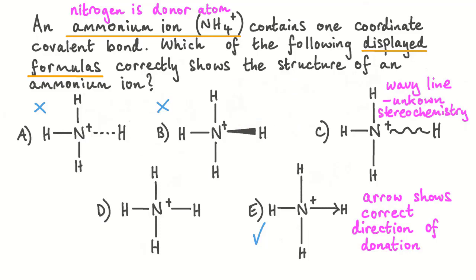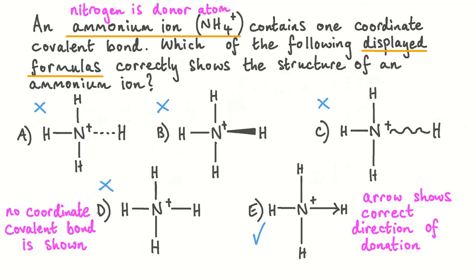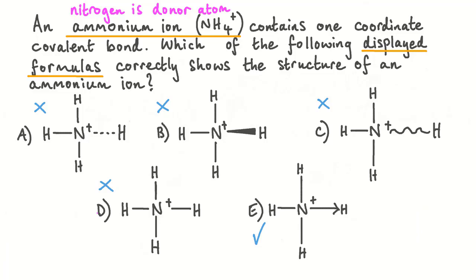Structure C includes a wavy line as one of the covalent bonds. A wavy line is used when the true stereochemistry or direction of the bond is unknown. This is not a displayed formula and it doesn't contain our coordinate covalent bond, so it's not the correct answer. Although structure D is very close to the correct answer, there is no coordinate covalent bond depicted by an arrow shown at all. It shows 4 ordinary covalent bonds and it's therefore not the correct answer. The correct answer is therefore structure E.